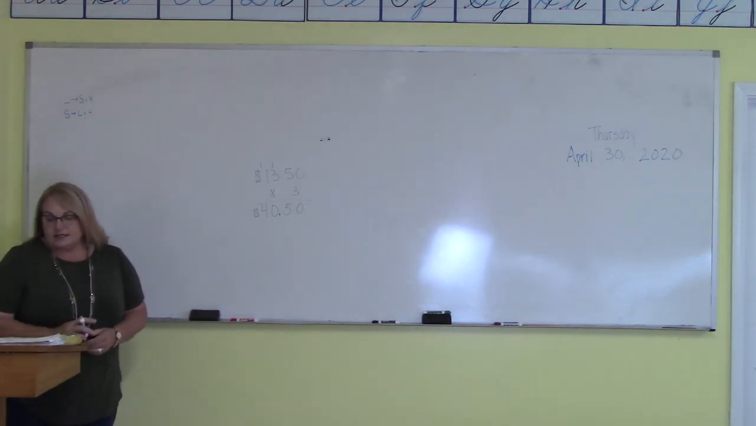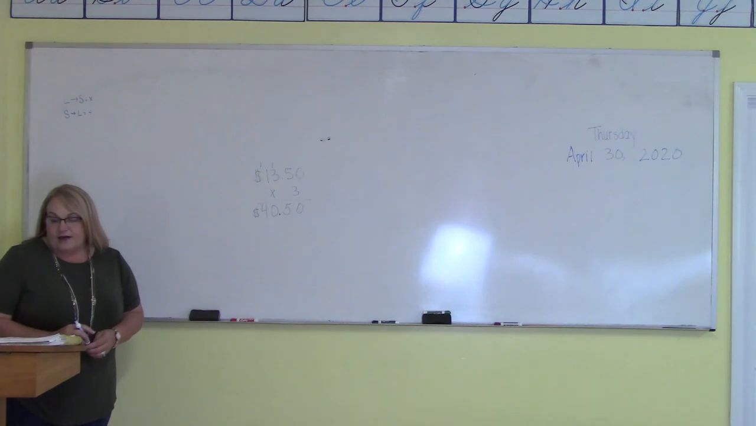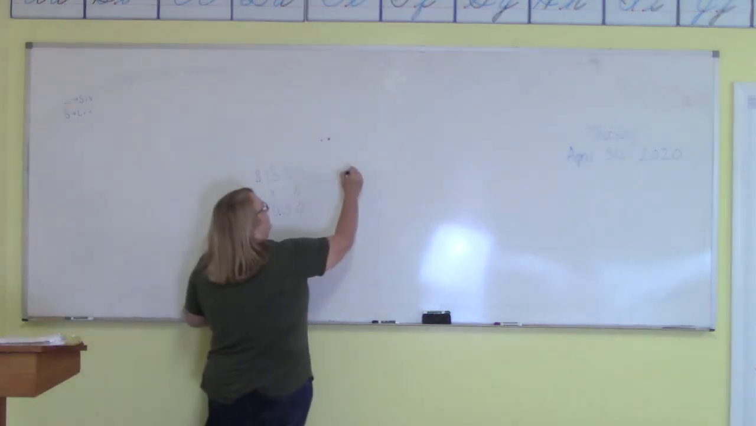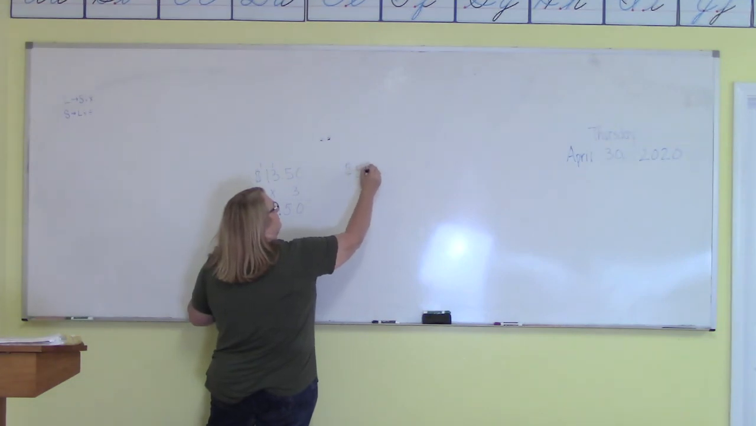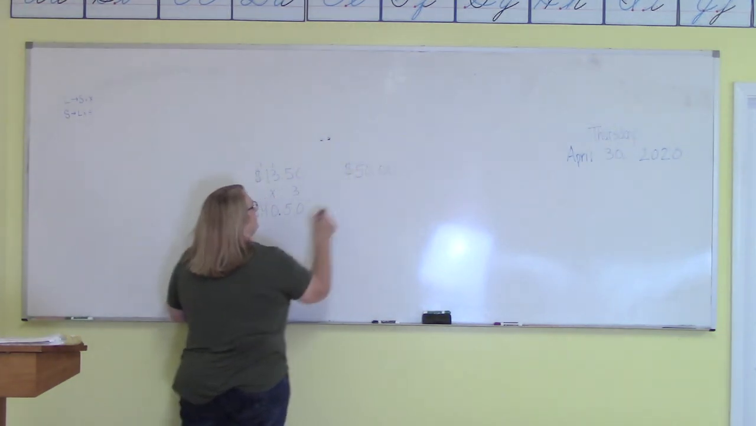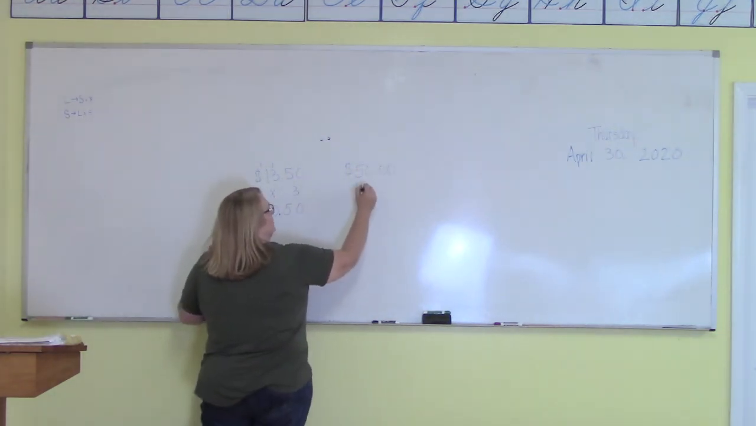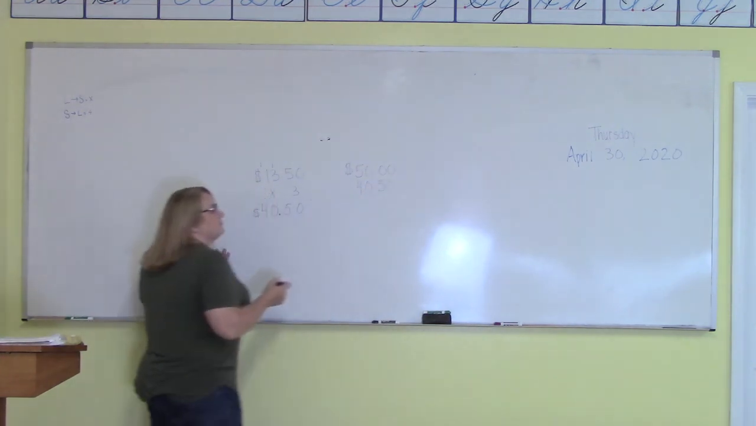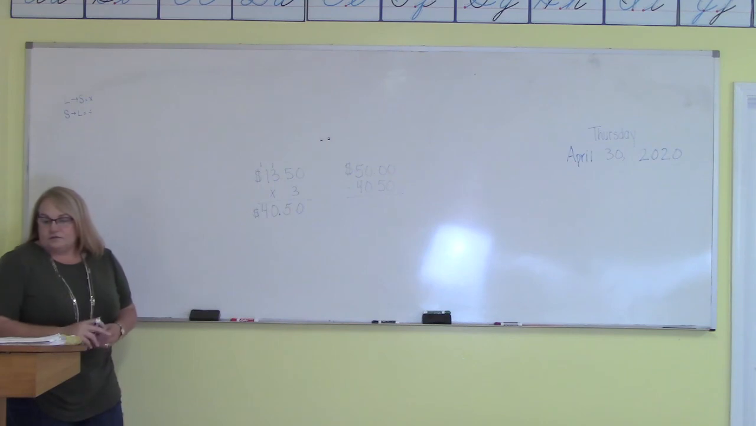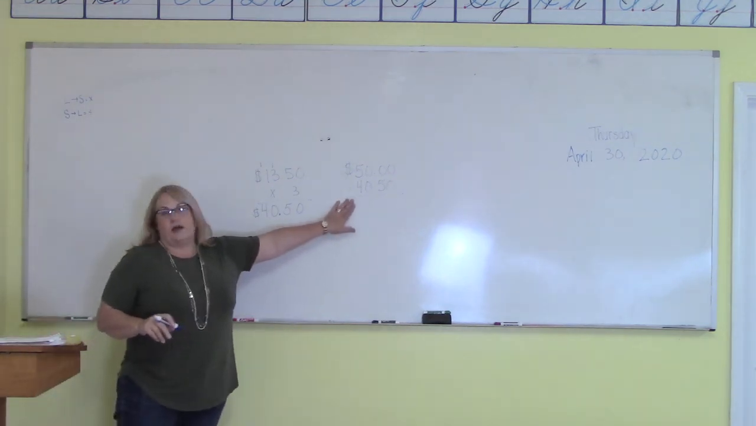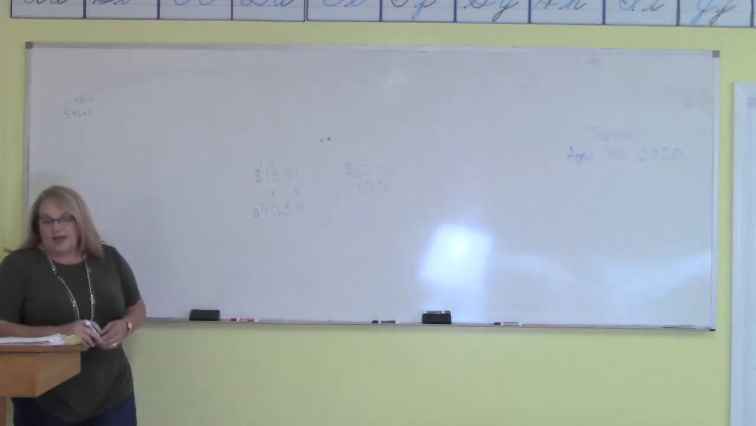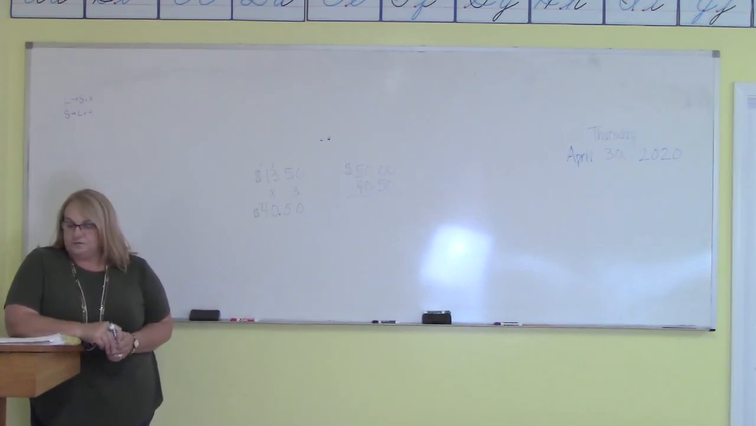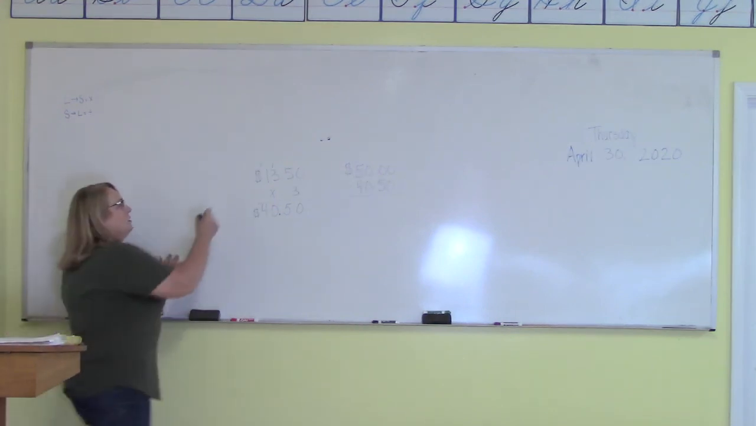Okay, the question says how much change did Chad have after he paid for the paint? Well, he started out with $50. He spent $40.50. Okay? I want you to figure out how much Chad had after he paid for the paint. This is 4A.